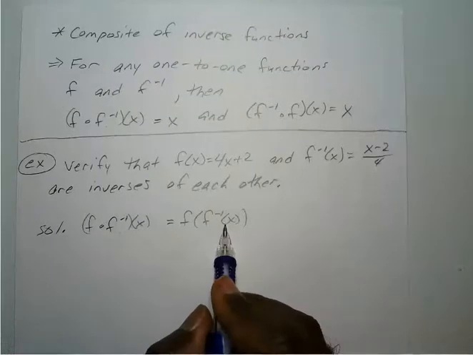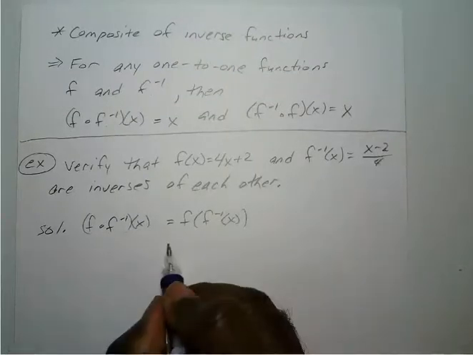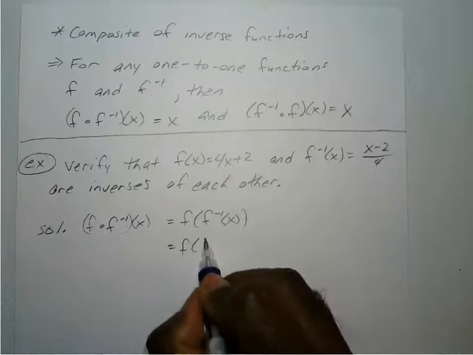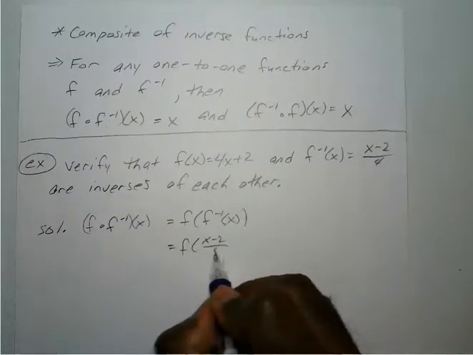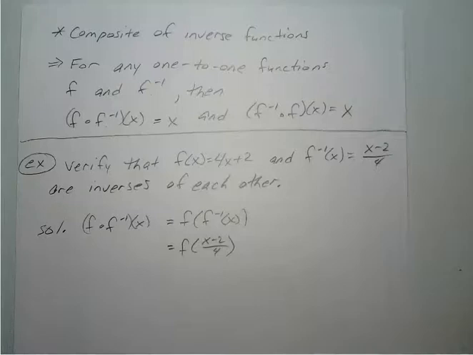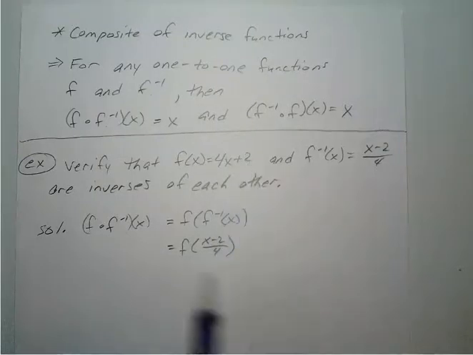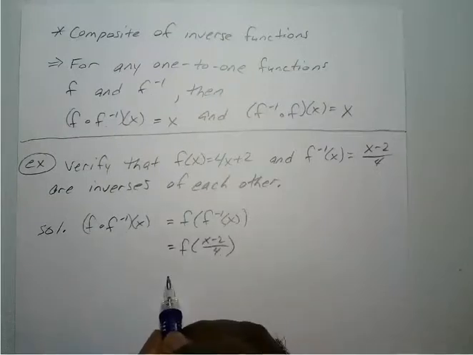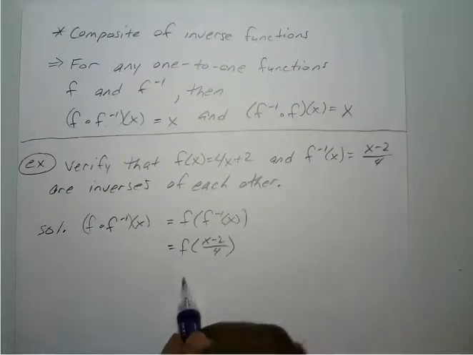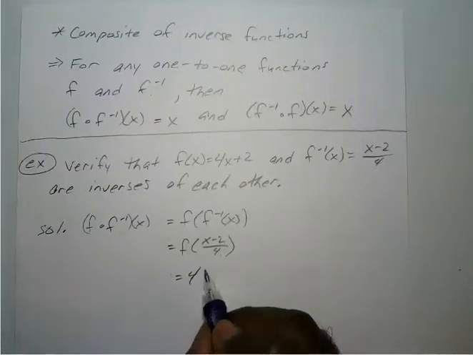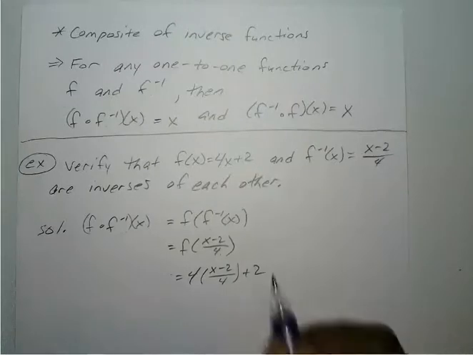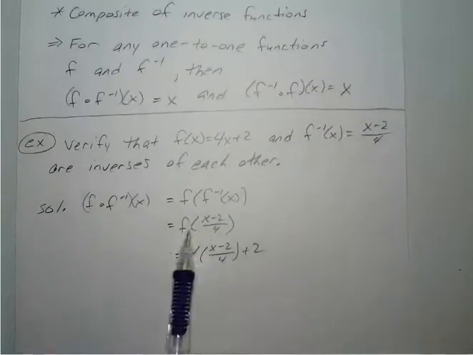Okay, so we know f inverse of x is just x minus 2 over 4. So that's just f of x minus 2 over 4. Okay, so we know our f of x is 4x plus 2. So for f of x minus 2 over 4, we're just going to replace x with x minus 2 over 4. So that's actually going to equal 4 times x minus 2 over 4 plus 2. Since that's our f of x.